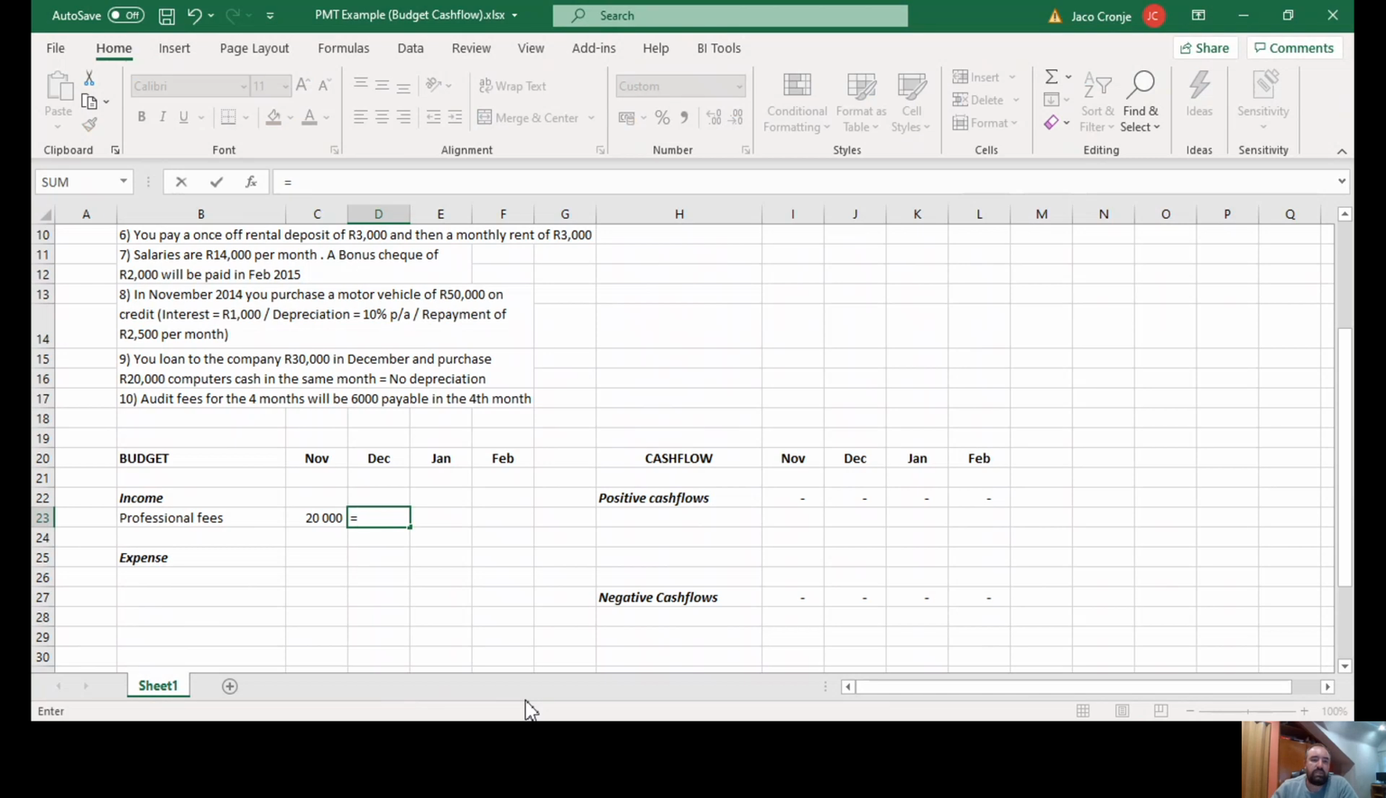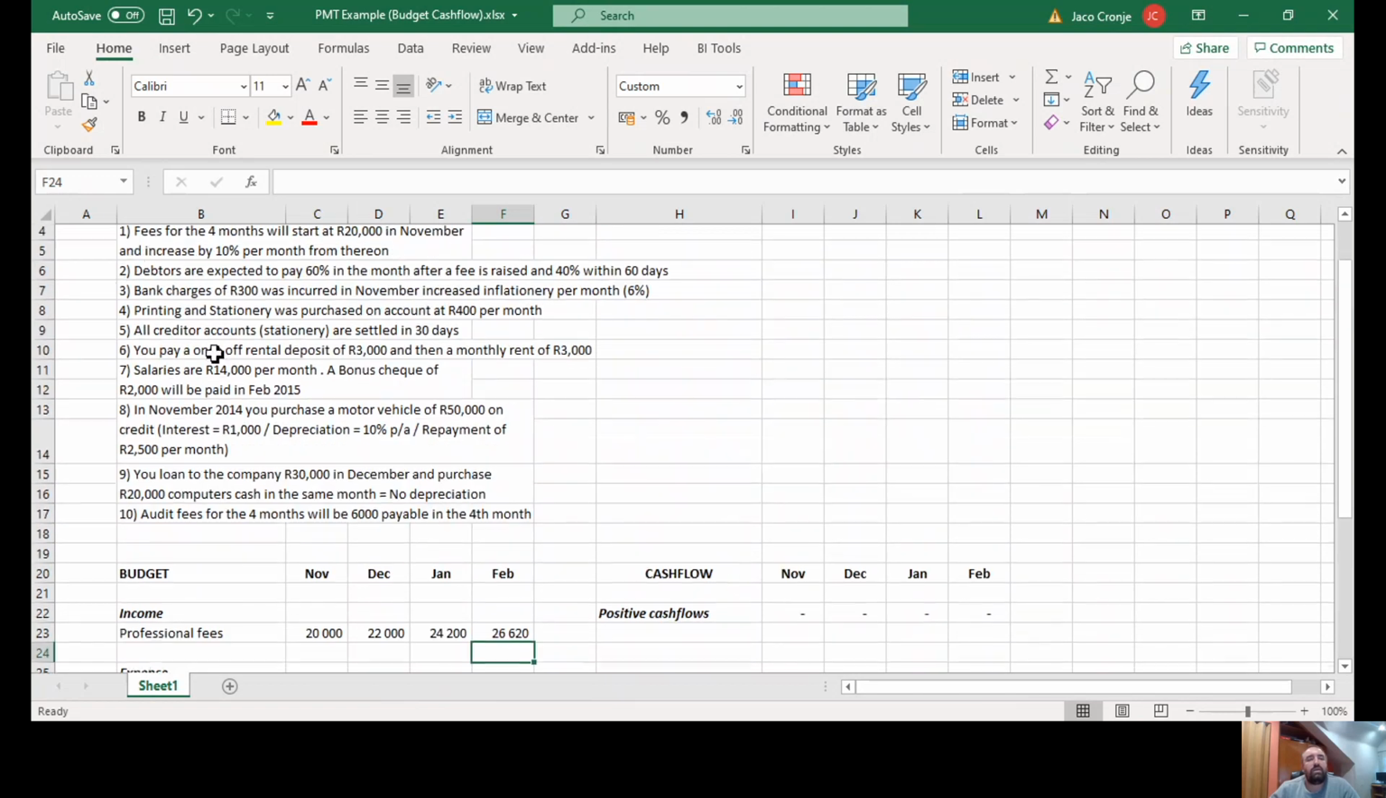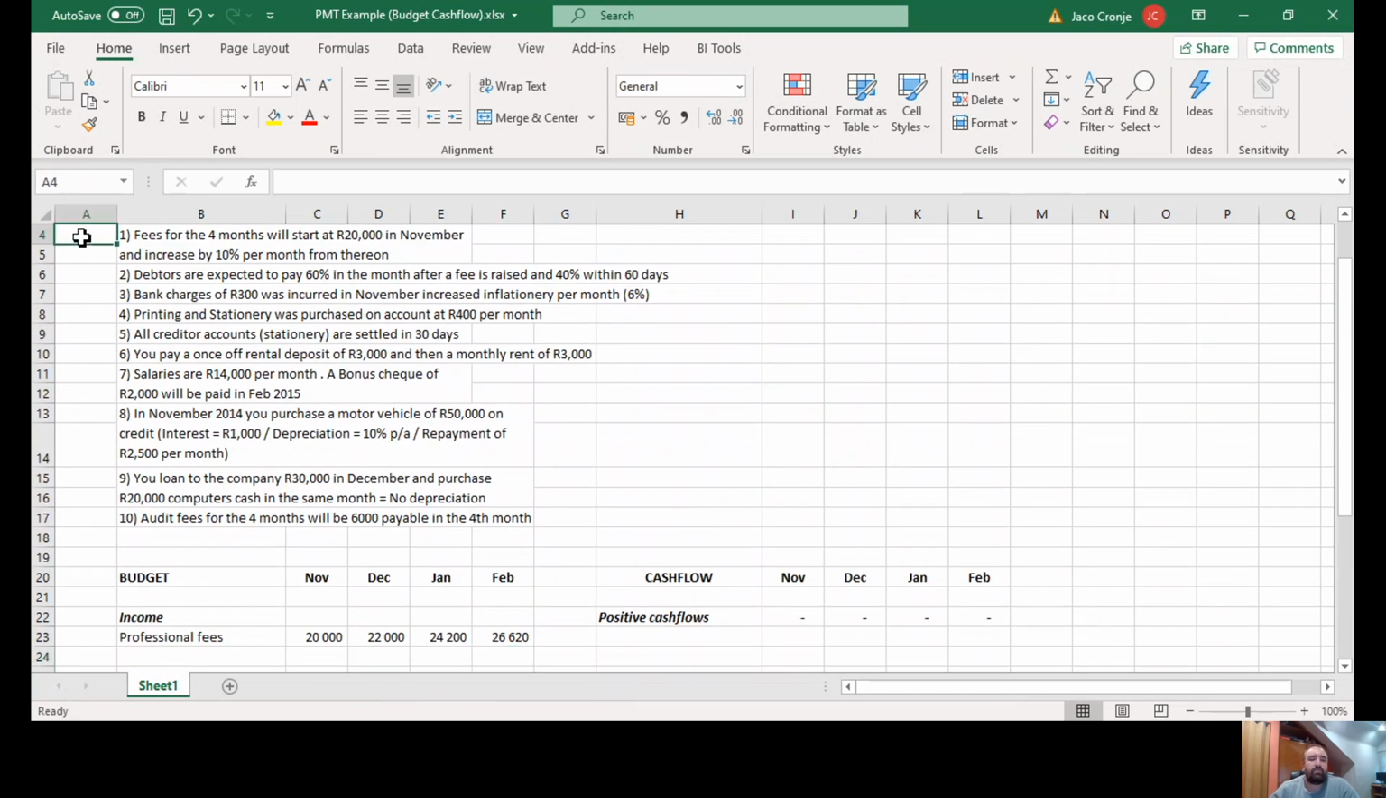So the formula is we take the month before and we can say times 1.1. Next one is December times 1.1. February equals that times 1.1. Yeah, so that is fees for the first line. And we put that in our budget.